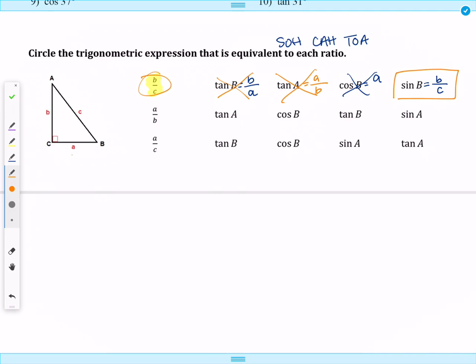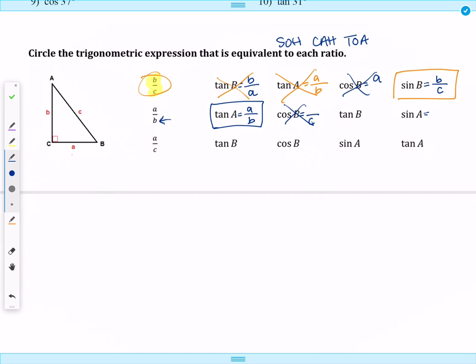Okay, so the next one, A over B. First, if we try tangent of A, we actually already found that up above, A over B. And that one does match. So this is one correct answer. We do want to keep going and see if there are any other correct answers. So cosine of B, I know that this is going to be adjacent over hypotenuse, so it's going to end with C on the bottom, which is not going to work because here they have B on the bottom. So I can cross that one out.